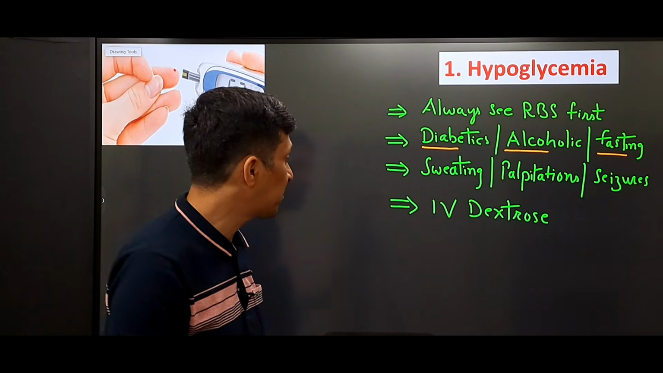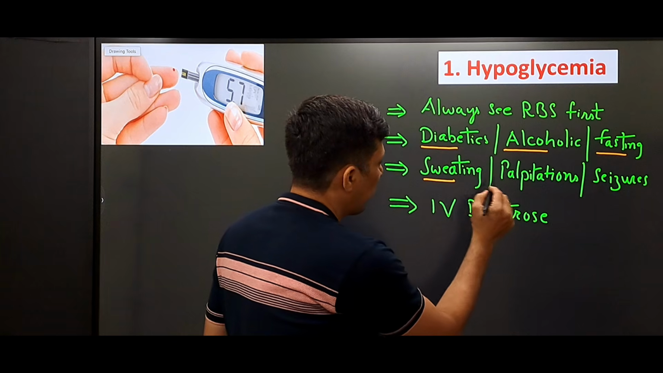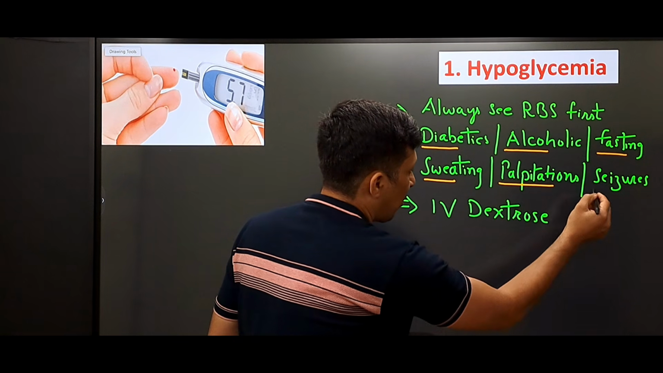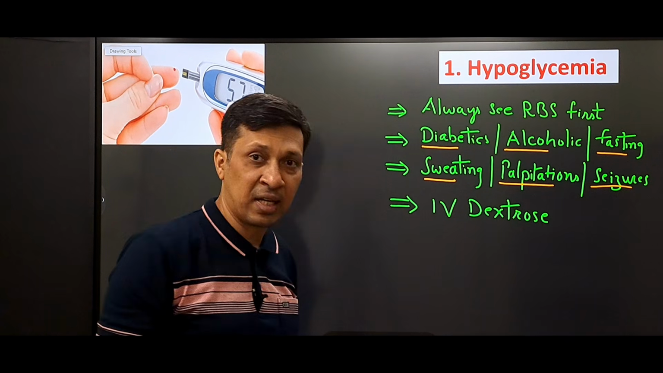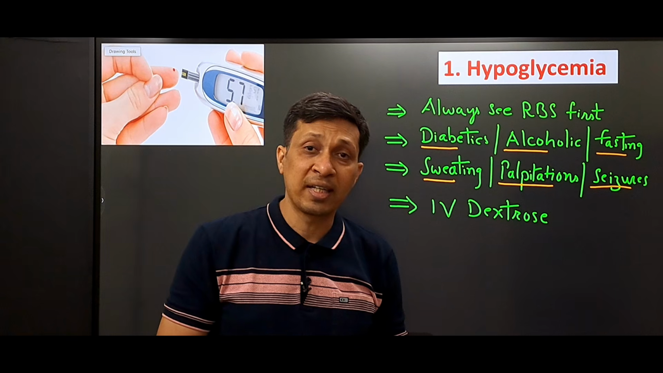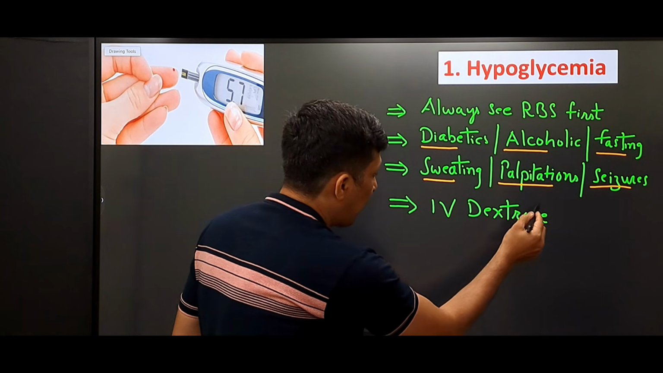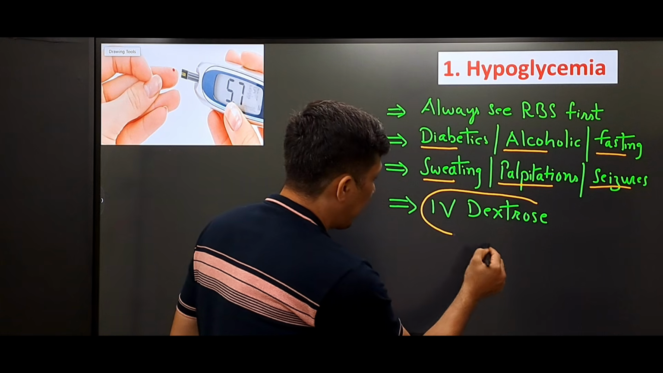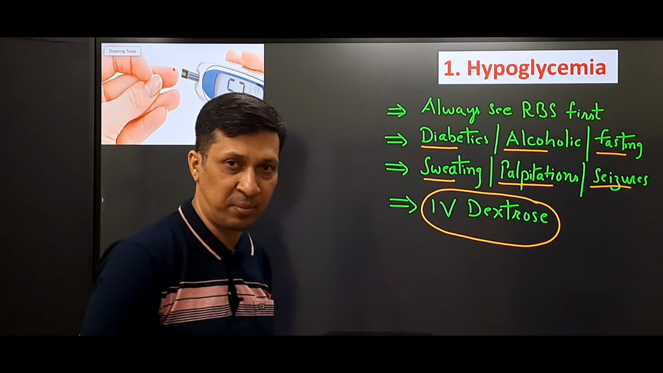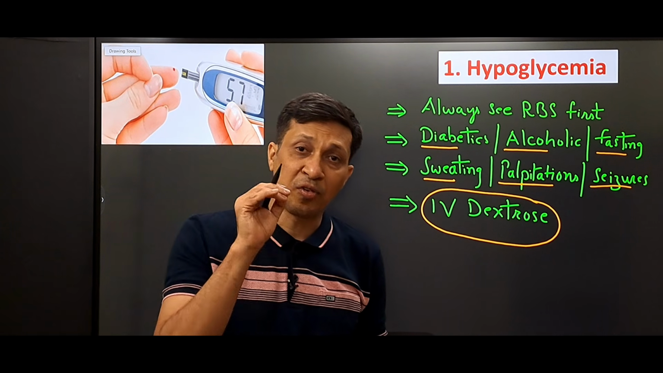What can be the symptoms? There can be sweating, palpitations, or seizures. And as I have already said, this condition is very easy to manage. You can give IV dextrose to the patient and treat the patient's hypoglycemia. So this is the first cause.